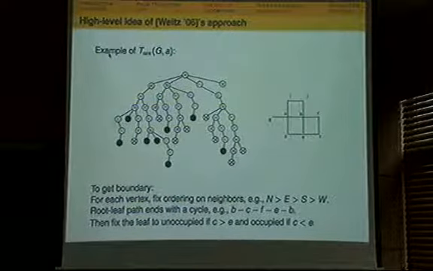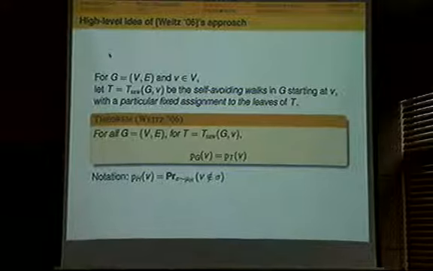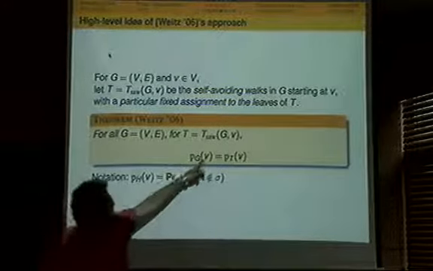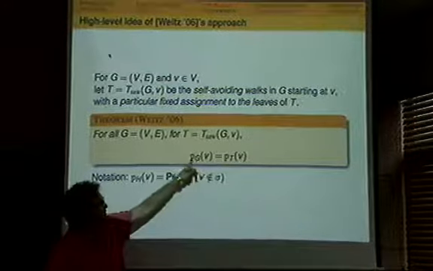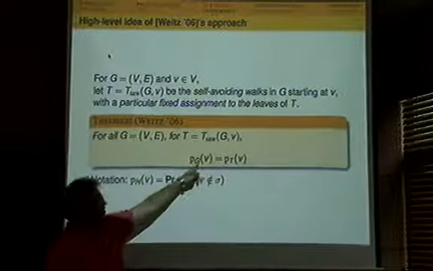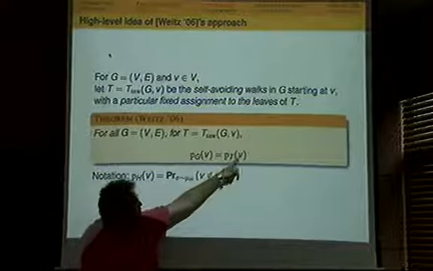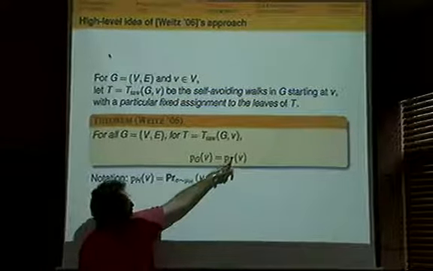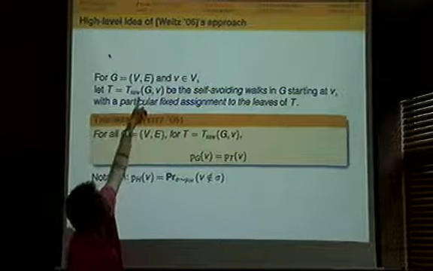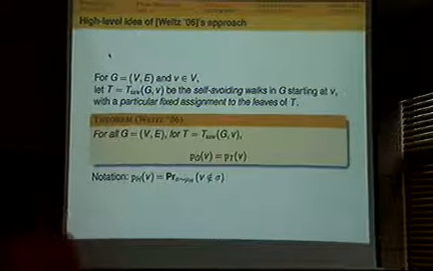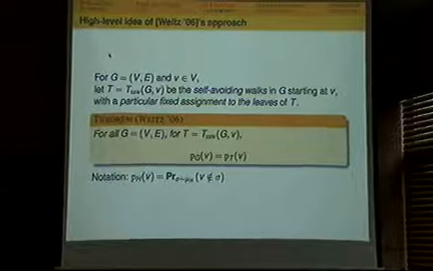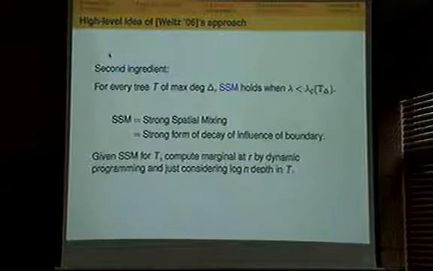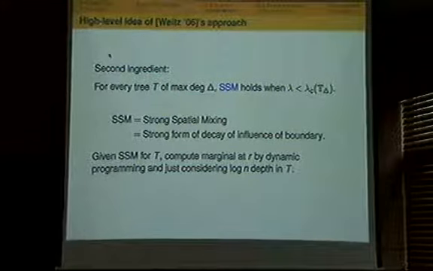Okay. So this is his thing. This is the marginal: the probability the vertex is unoccupied in this distribution over this graph equals the marginal for this vertex in this tree. This tree is the self-avoiding walk tree, constructed in that way, with that particular boundary condition, okay? That's what he showed. Now, okay. That's the first component of his algorithm.